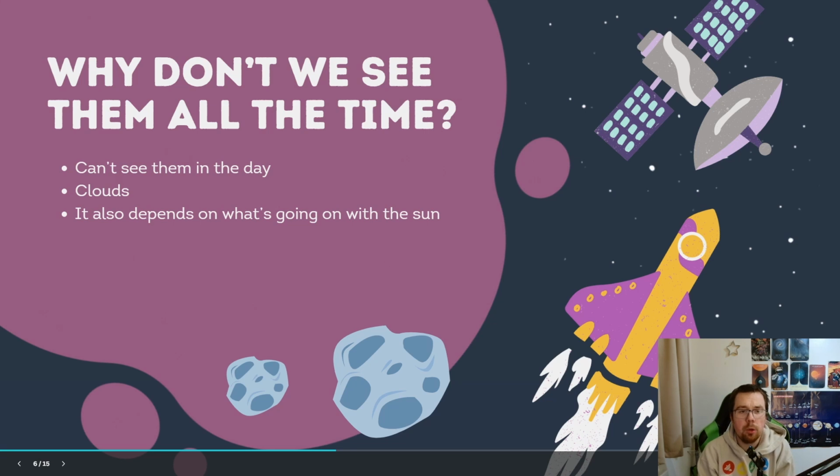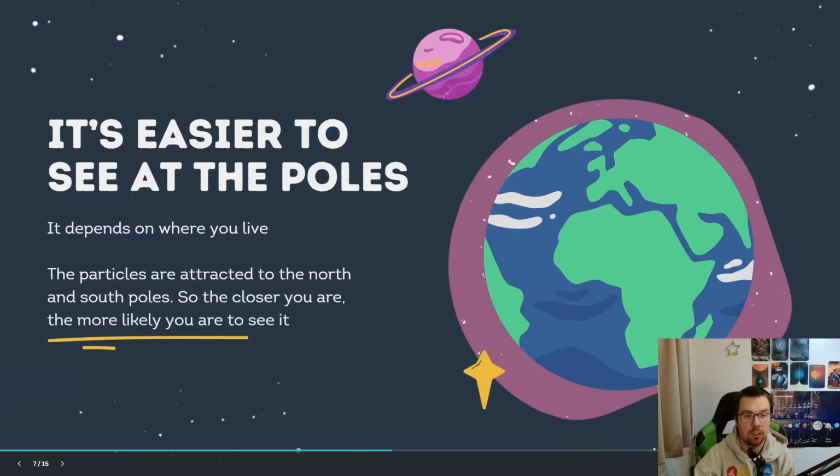So why don't we see the aurora all the time? We can't see them in the day. The sun's just too bright, even though the sun causes them. Like we can't see the stars during the day. The sun is just too bright. Clouds, they're a bit of a pain. You can't see the aurora through the clouds. It also depends on what's going on with the sun. I'll go into a bit more detail on that in just a second.